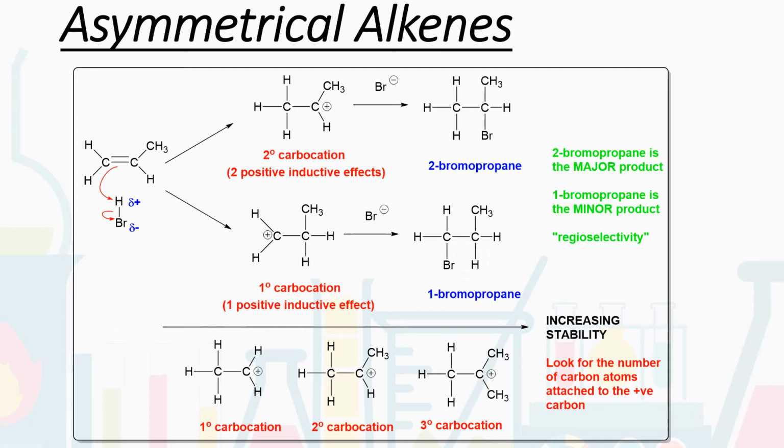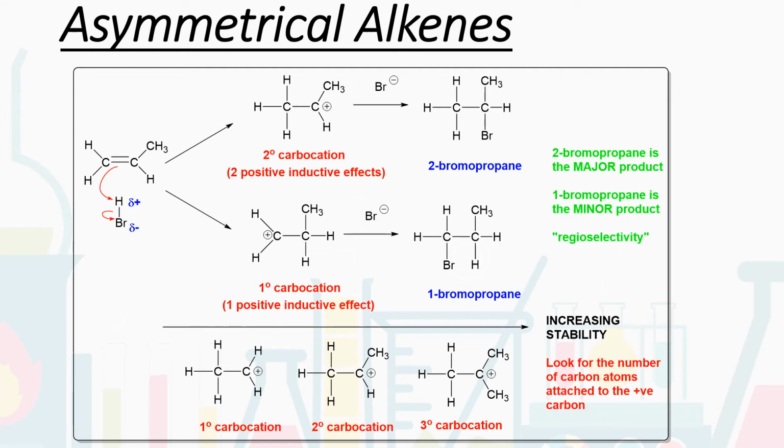We end up with 2-bromopropane or 1-bromopropane. Now, the 2-bromopropane will be the major product. It will be the product that's formed in greater amount, a greater yield, because it's come from the more stable carbocation. And the reason why the carbocation is more stable is because it has more positive inductive effects. So a tertiary carbocation is more stable than a secondary, which is more stable than a primary. The 1-bromopropane, because it came from the primary carbocation, is the minor product.